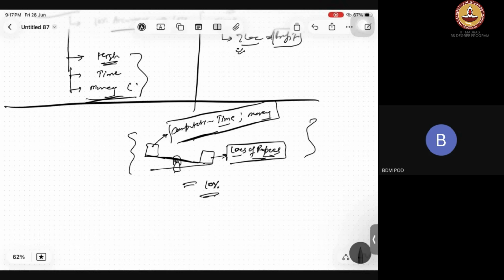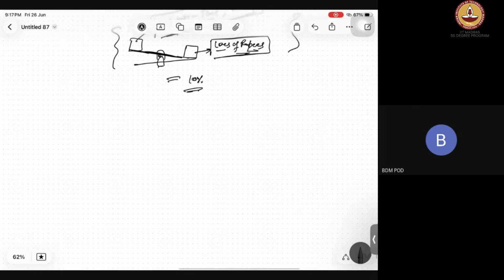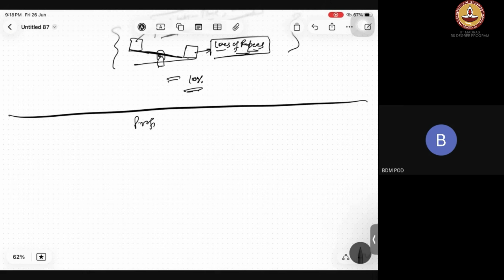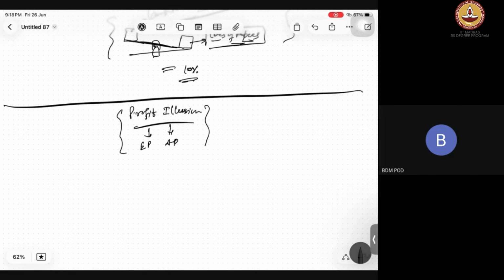And I was not able to cover another point, which is a very interesting topic. That is something called the profit illusion, right? How the profit illusions are coming. So this next topic is profit illusion, where I'm going to discuss economic profit and accounting profit, right? So this portion I will cover tomorrow, along with your PPF, right?